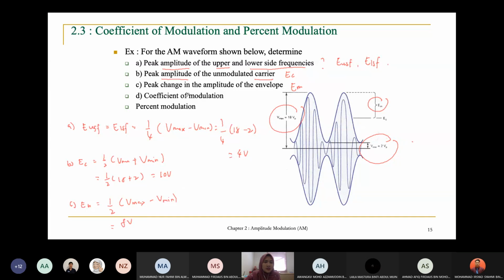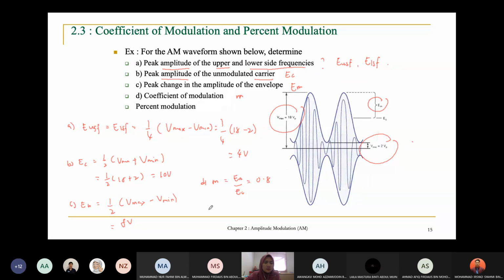And then D, the coefficient of modulation, small m. Please calculate the coefficient of modulation. M equals EM over EC. EM is 8, EC is 10, so you should get 0.8. So the answer is 0.8. No unit, because this is the coefficient of modulation.